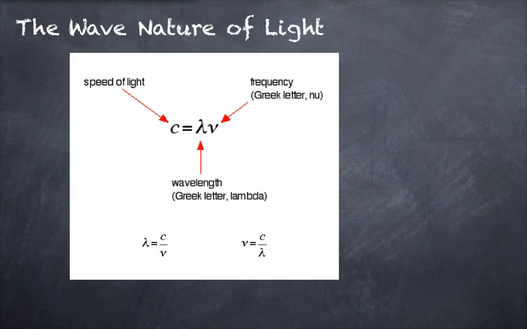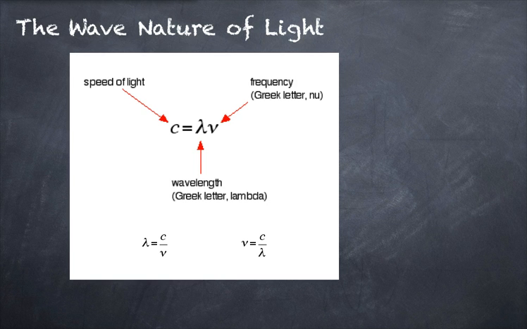So let's look at the formula here. This is the first formula that we're studying in this chapter, and it's equal to c equals lambda nu. And c is an English letter. Lambda and nu are both Greek letters. And what they're standing for here is the speed of light. c is going to be the speed of light, which we're going to see is 3 × 10⁸ meters per second. Lambda is the wavelength.